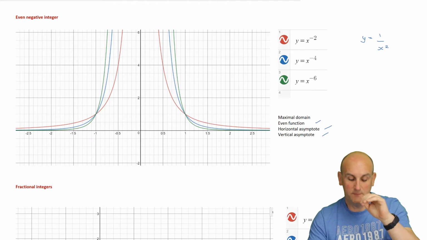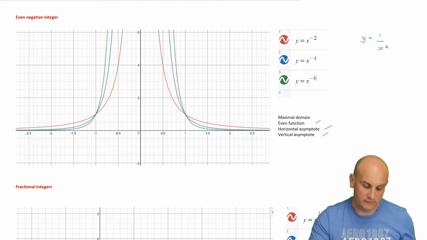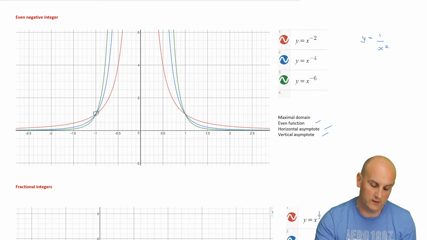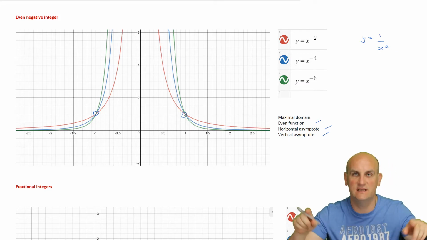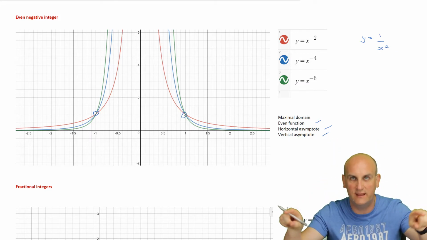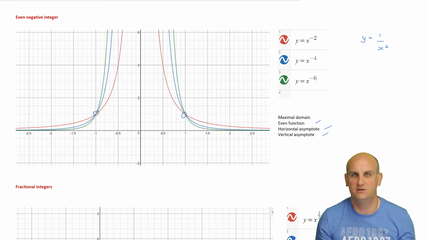But once again, remember that there are key points on this graph, and you'll notice that they all go through negative 1, 1 and 1, 1. And they have the same shape, that continual, that sort of volcano-like shape, if you will.